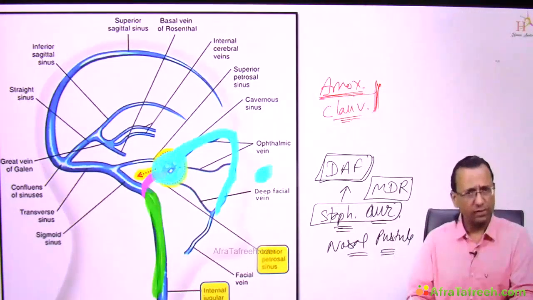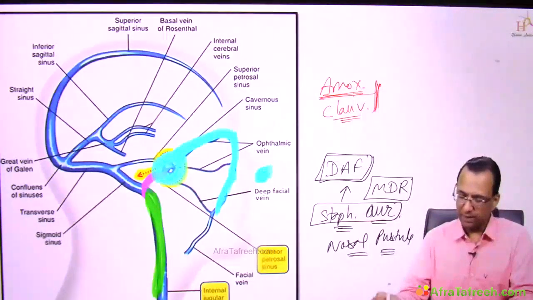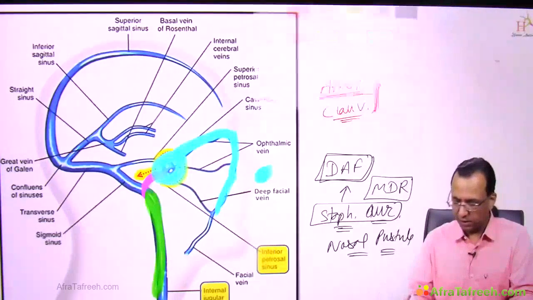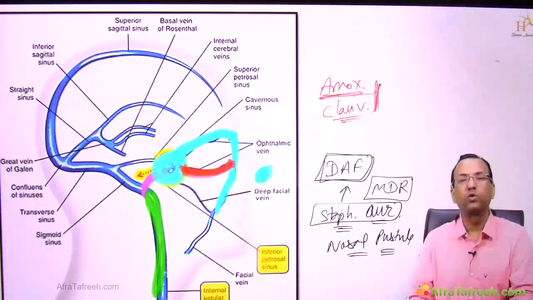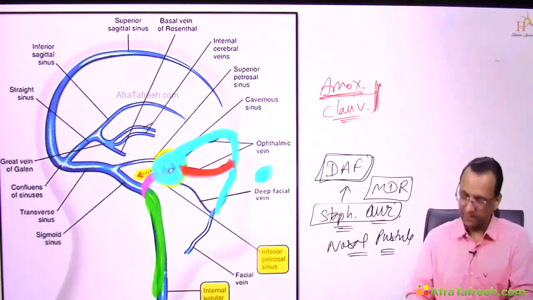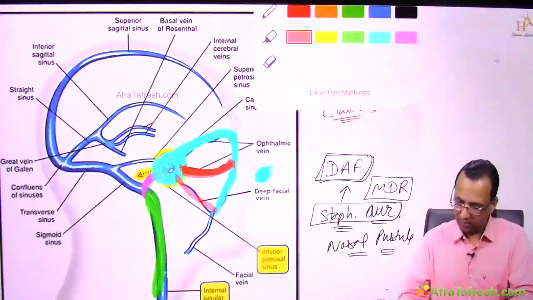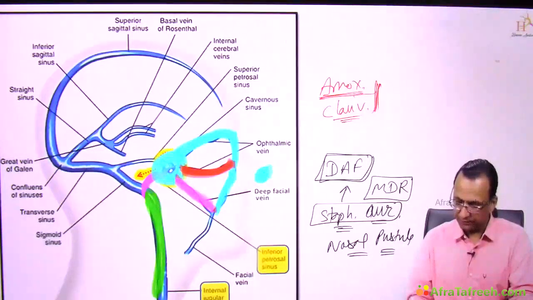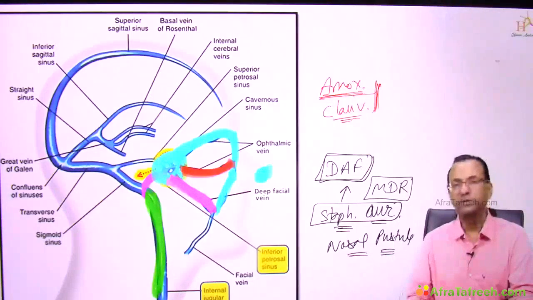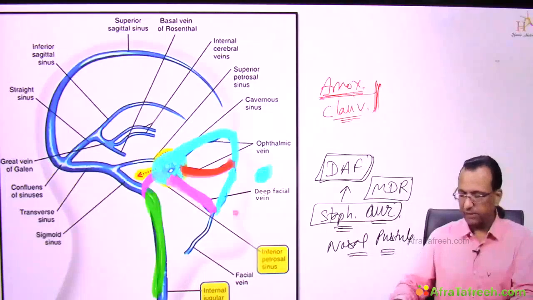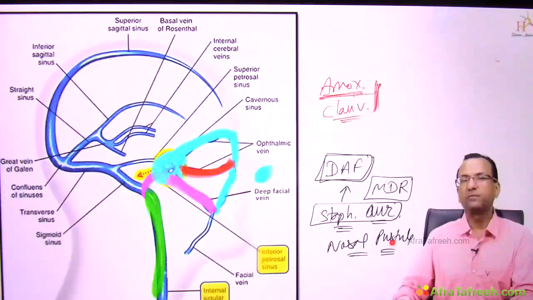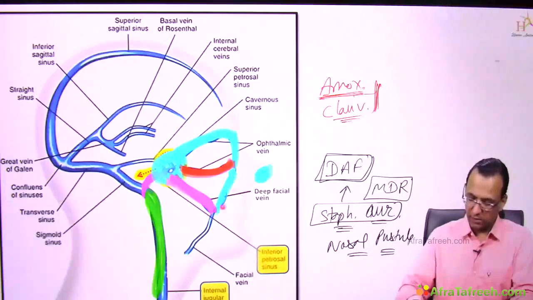Cavernous sinus thrombosis. Understand that bacteria mostly use the superior ophthalmic vein, but it can also use the inferior ophthalmic vein to carry the Staph aureus into the cavernous sinus, causing thrombosis. Sometimes even the deep facial vein can be involved. But these are the three veins which are involved. Whenever there is some nasal pustule, the Staph aureus might enter the facial vein and the deep facial vein.